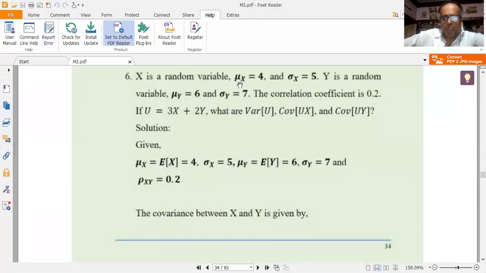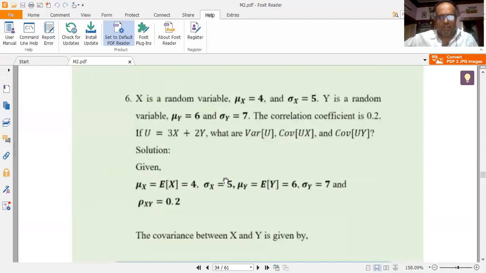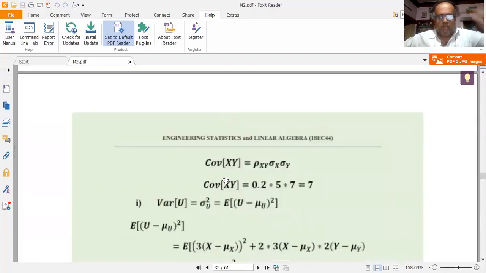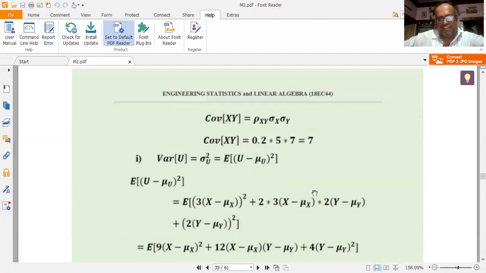So by data, mu x is equal to 4, standard deviation sigma x is equal to 5, mu y is equal to 6, the standard deviation sigma y is equal to 7, and rho xy, that is the correlation coefficient, is equal to 0.2. So first let me find the covariance between x and y, that is required. So covariance of xy is given by rho xy into sigma x into sigma y. So that is equal to 0.2 into 5 into 7, which is equal to 7 itself, because 0.2 into 5 is 1. 1 into 7 is 7.